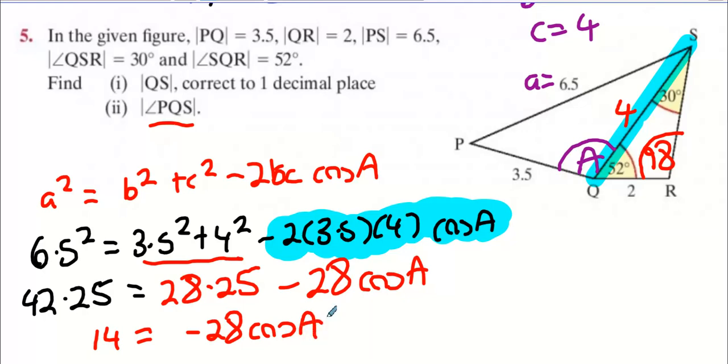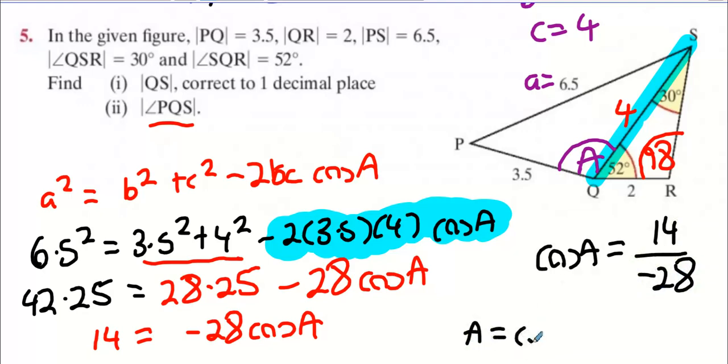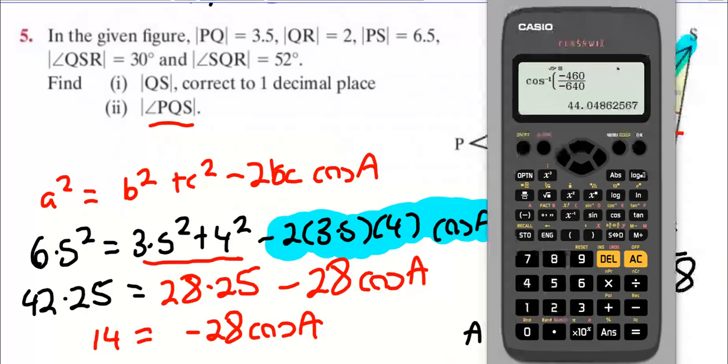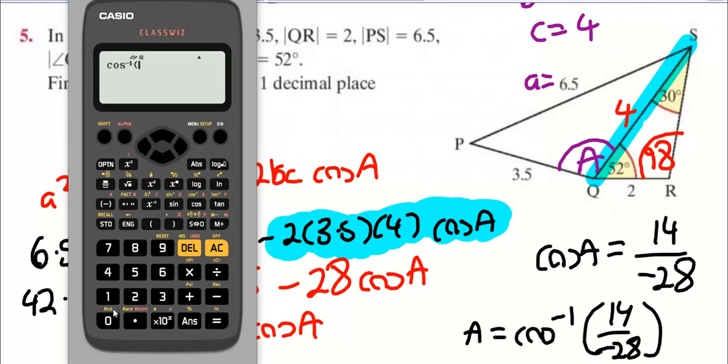Okay. Now, want to get cos A on its own, Dominic? How'd you do that? 14 divided by minus 28. Cool. I'll cos inverse that, won't I? 120. Now, does it kick that answer straight out? Oh, does it? Happy days. Yeah, 120. We'll take that.